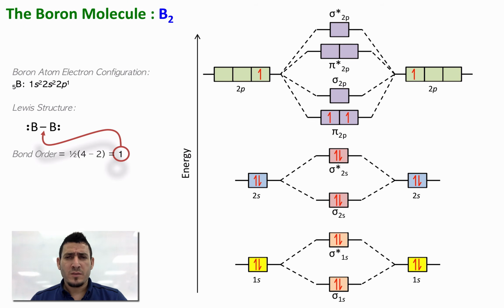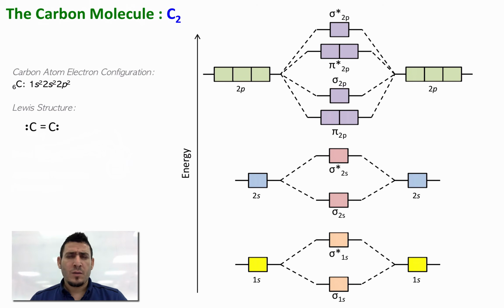Now what about the magnetic property? As you can see, boron, or B2, which is a stable molecule, has 2 unpaired electrons, and therefore it's a paramagnetic molecule. Now what about C2?